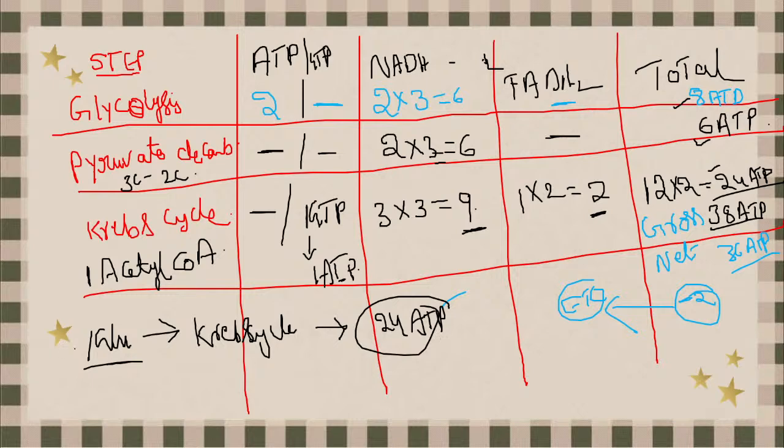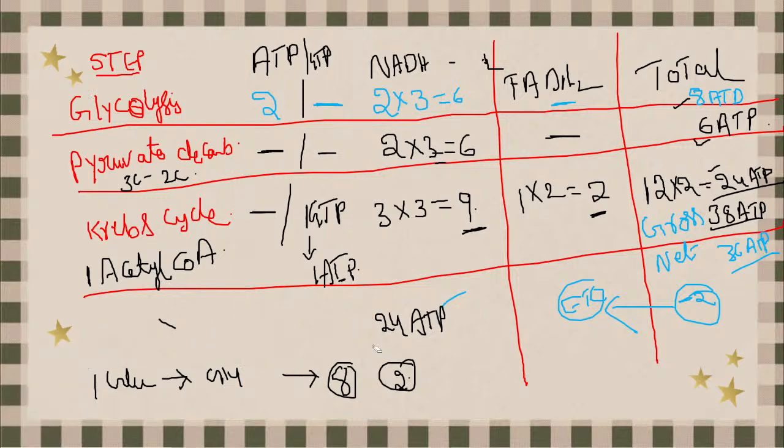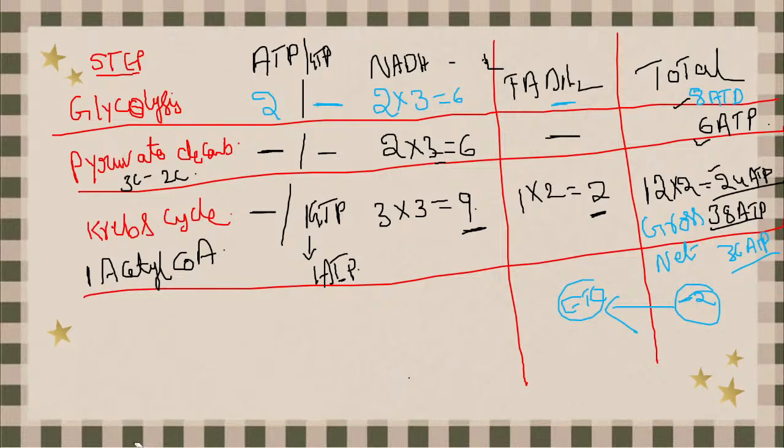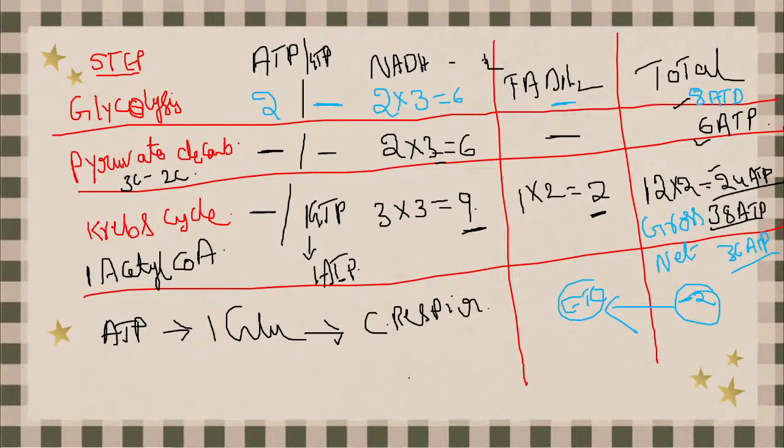See, that is where most of the students will get confused. And they will ask a question: how many ATP are produced for 1 glucose molecule in glycolysis? If they ask you gross, 8; if they ask you net, 2. But whenever they ask a question very clearly stating, how many ATP are produced per 1 glucose molecule in the cellular respiration, then only you have to consider the glycolysis, then the pyruvate, then the Krebs cycle.